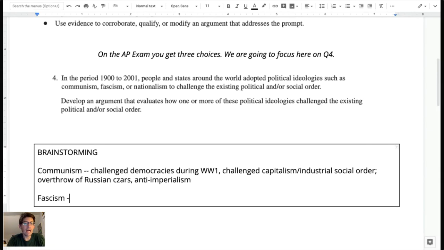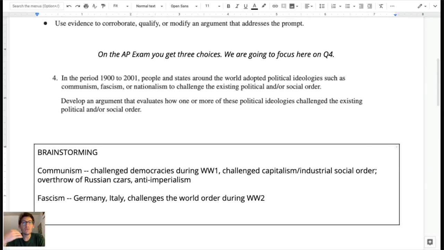Fascism rises in Germany and Italy. It challenges the world order during World War II. So in this case, I'm typing out what I'm brainstorming right now, really for your benefit. At home, I would be either writing really quick notes right now, or I might just be doing this in my head on the essay. And again, I know a lot more about fascism, but I don't have to write it all down. I'm just getting my brain going so that I can develop a thesis.